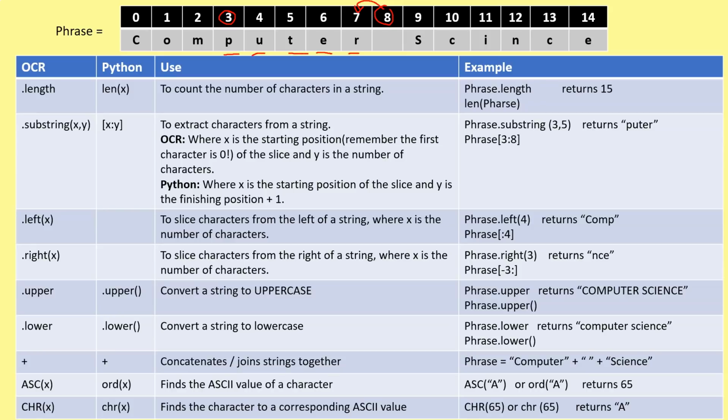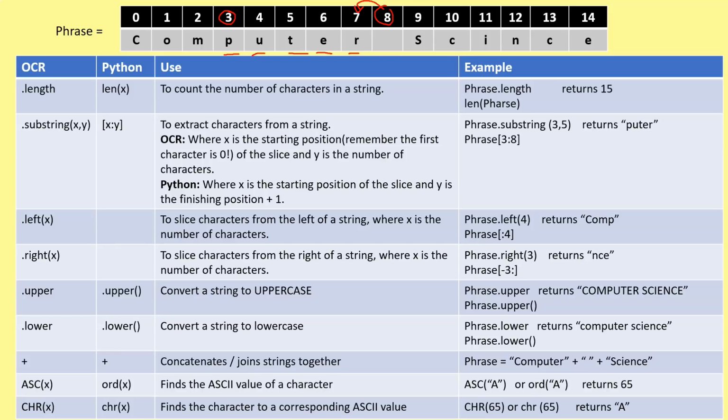So phrase.substring(3,5): start at position 3, take 5 characters. Phrase[3:8]: start at position 3, inclusive, keep going until you get to character position 8, exclusive, so stop at 7.